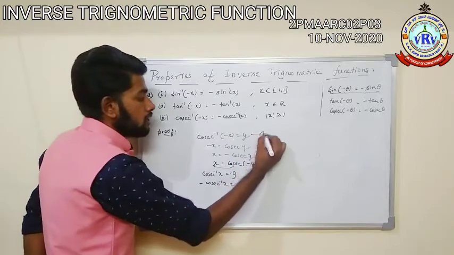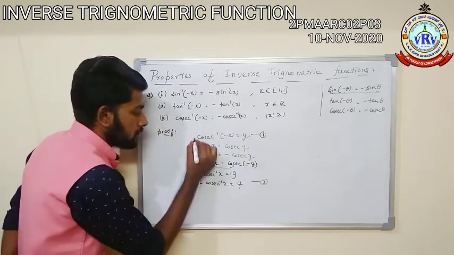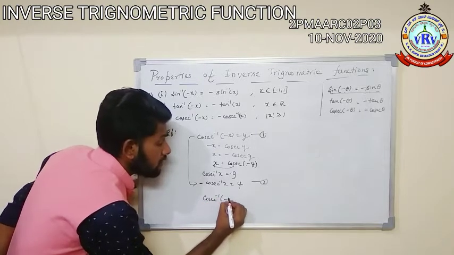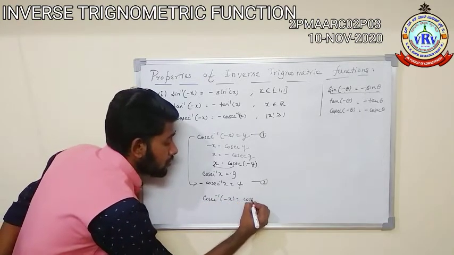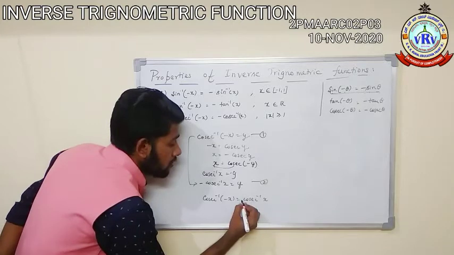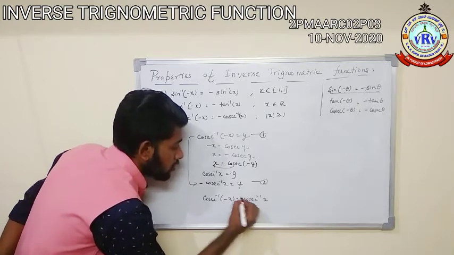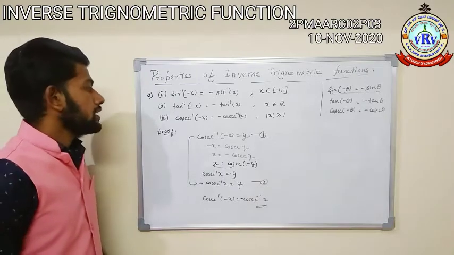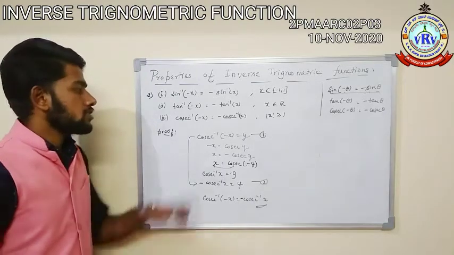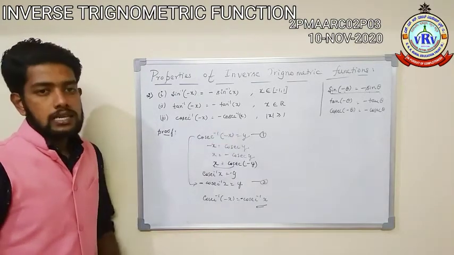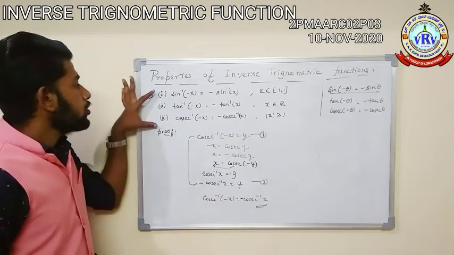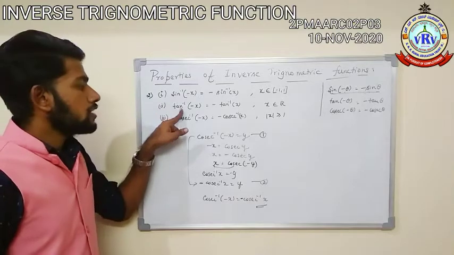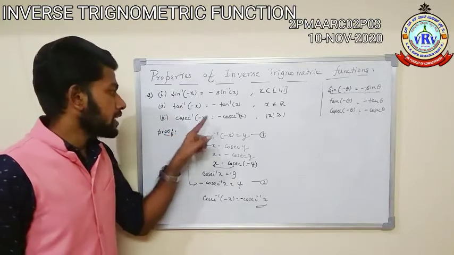And from these two equations, the right hand sides are the same, so the left hand sides are also the same. That is, cosecant inverse of minus x is equal to minus of cosecant inverse of x. So cosecant inverse of minus x is equal to minus cosecant inverse of x. You should know all these properties for sine inverse, tan inverse, and cosecant inverse of minus x.